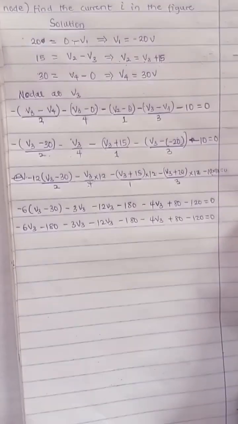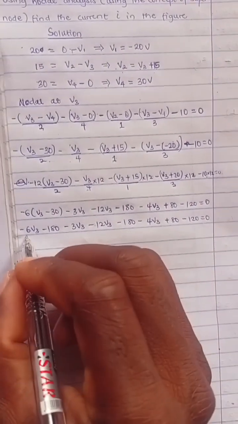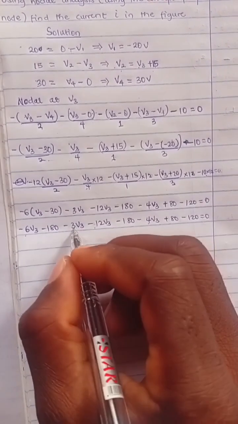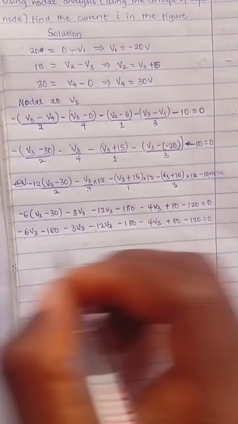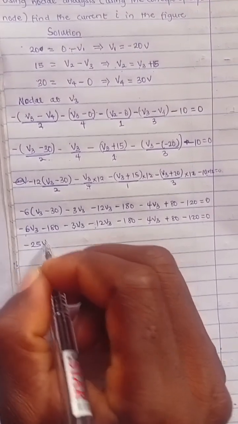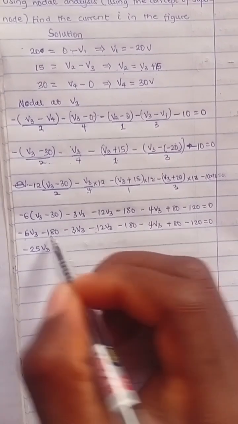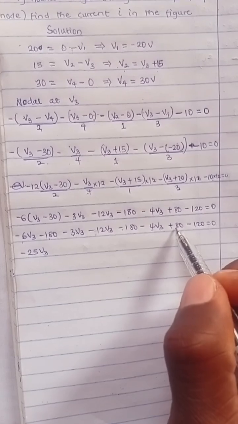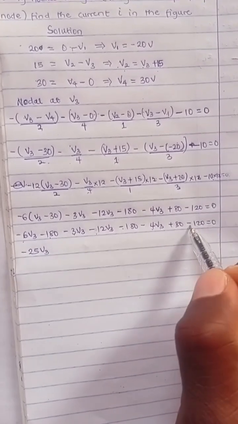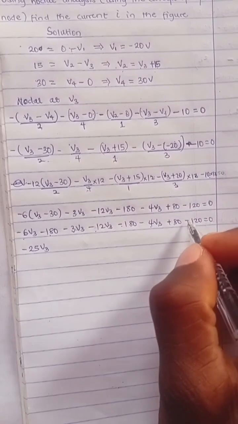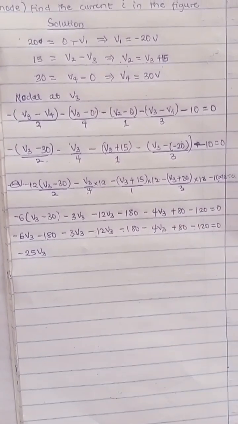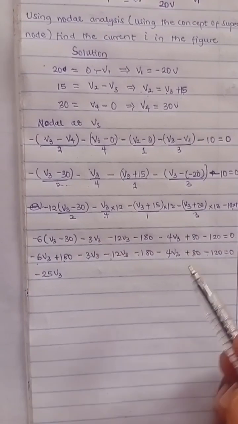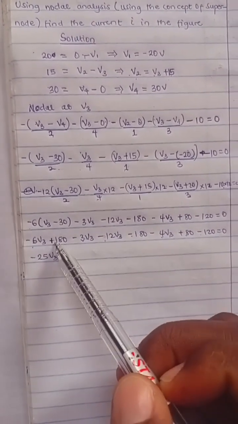So from here we'll simplify further. Minus 6V3 minus 12V3 minus 4V3 minus 3V3, if you add these, you get minus 25V3, right? Then minus 180 minus 180 plus 80, that will give you minus 280. Minus 280 minus 120. This should be plus, this should be positive 180, because we have minus 6 times minus 30, that's positive 180.